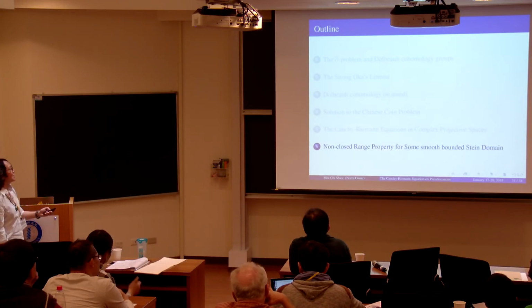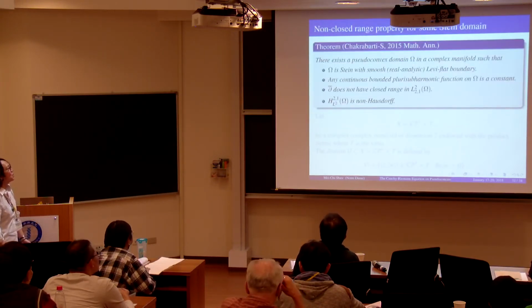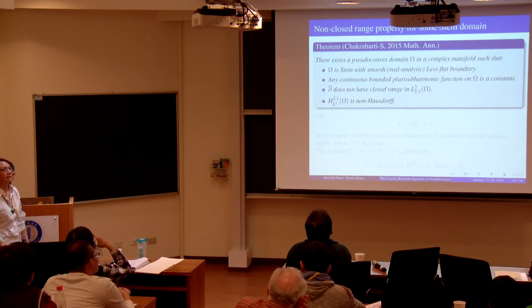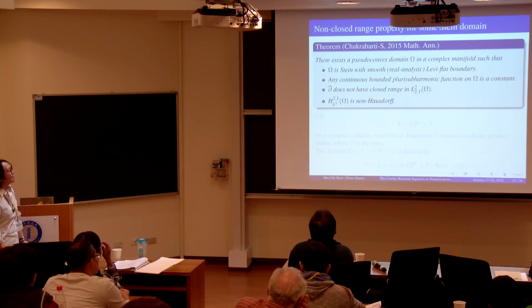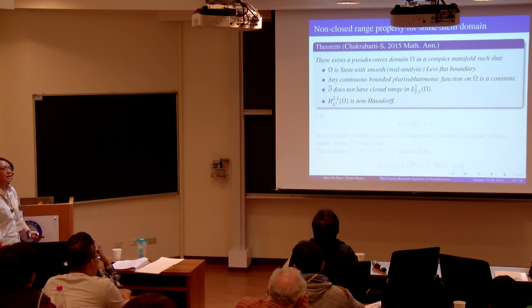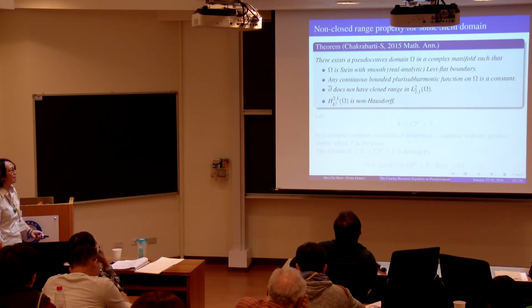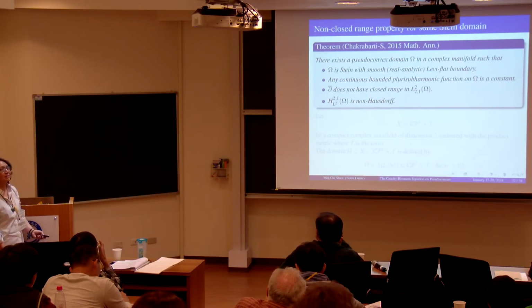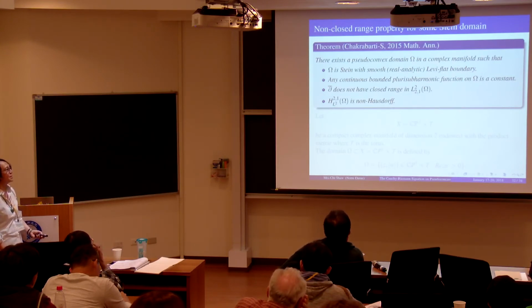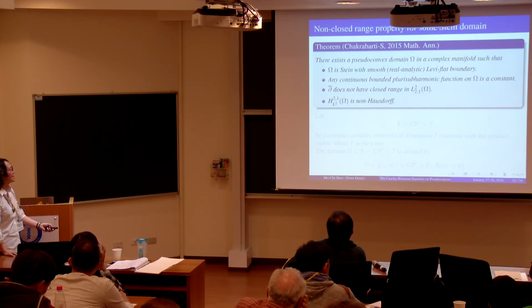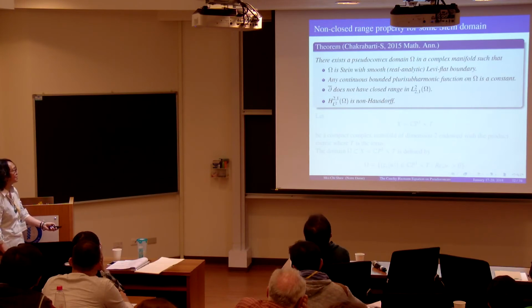So next, last one, I would give an example of a domain which is pseudoconvex and pseudoconcave, in fact. So this domain is Stein with a Levi flat boundary. Hence, this domain is both pseudoconvex and pseudoconcave. And such that any continuous bounded plurisubharmonic function on omega is a constant. So we don't have any bounded plurisubharmonic exhaustion. And the d-bar does not have closed range in L2 (2,1) space. So this is equivalent to saying that this cohomology group is non-Hausdorff.